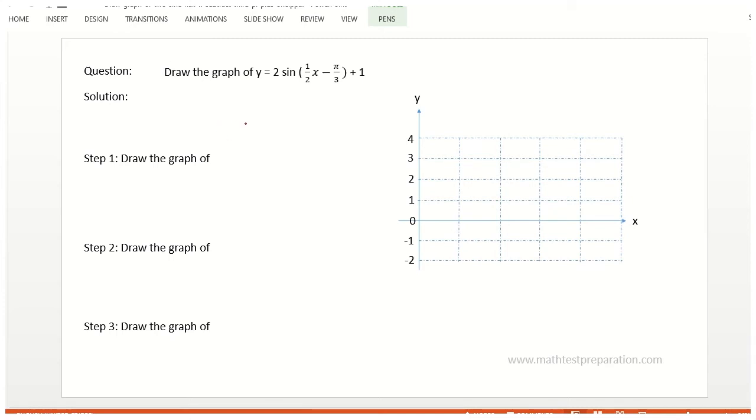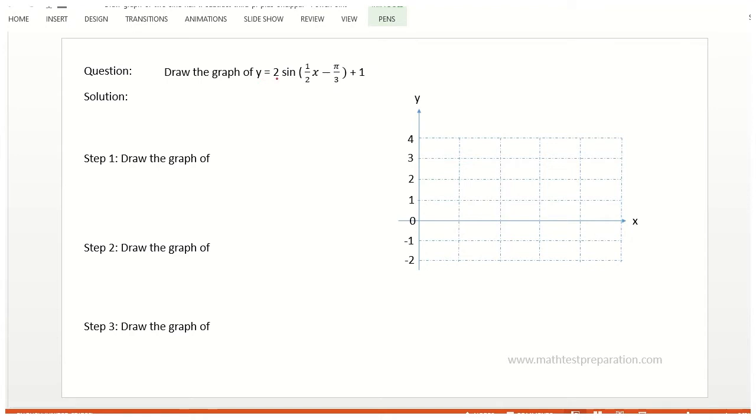In this lesson, I'm going to talk about the sine graphic. The question is, draw the graphic of y equals 2 times sine half x, subtract 1/3 pi, plus 1. Now, let us solve this problem.